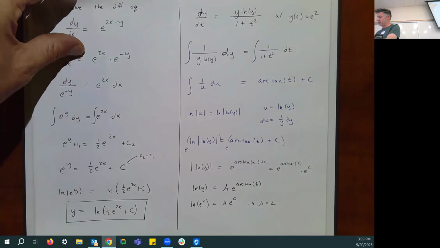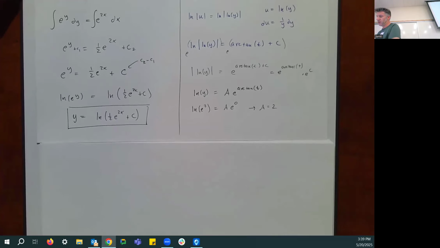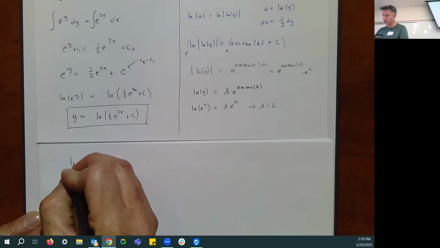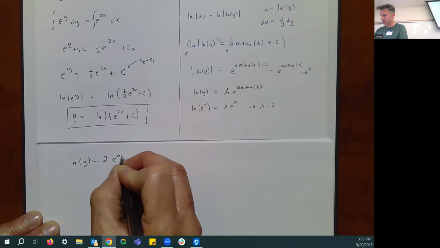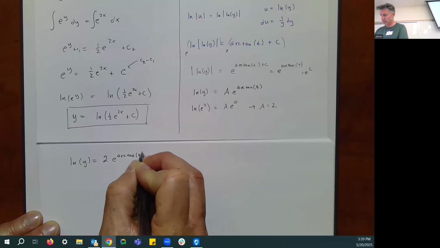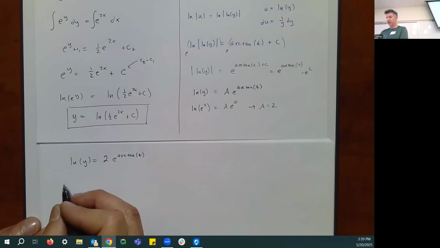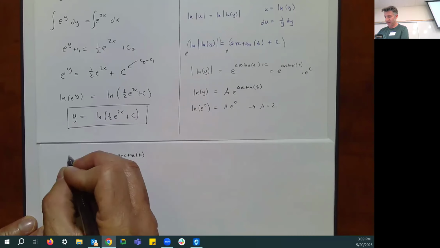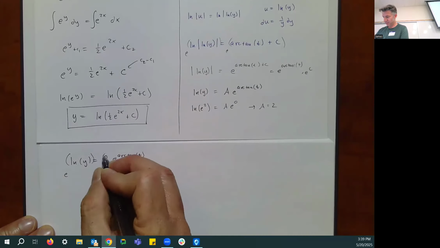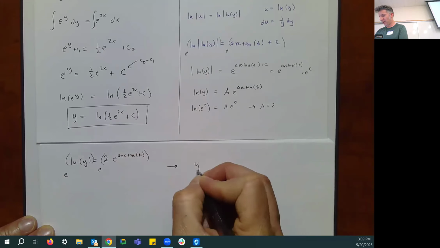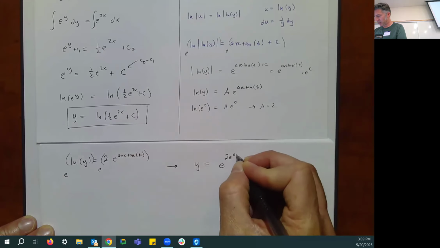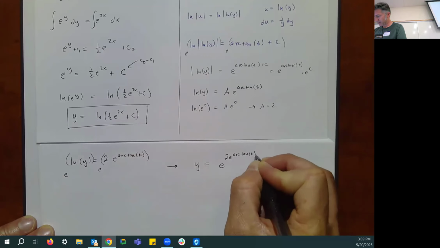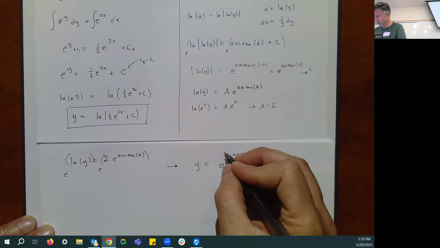But then we're not quite done. I'm almost out of space here. That's unfortunate. So then we still have the natural log of y equal to 2e to the arctangent of t. And now this is where things are going to get a little bit gross. If I do e to both sides again, I'm going to get y equal to e to the 2 times e to the arctangent of t. Yeah, it's kind of awful.